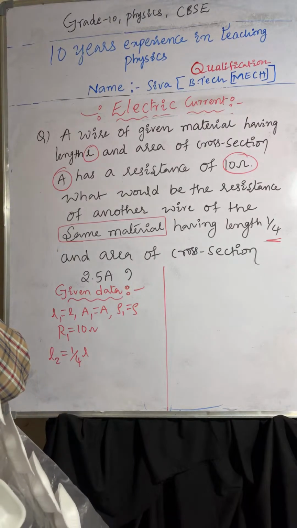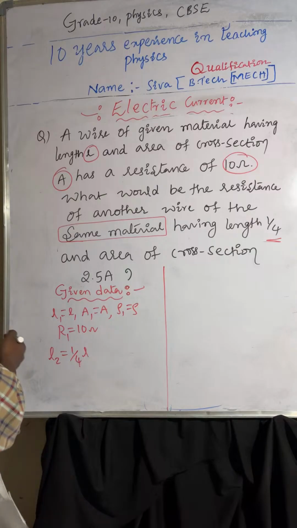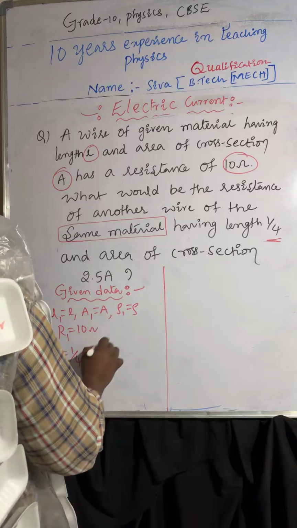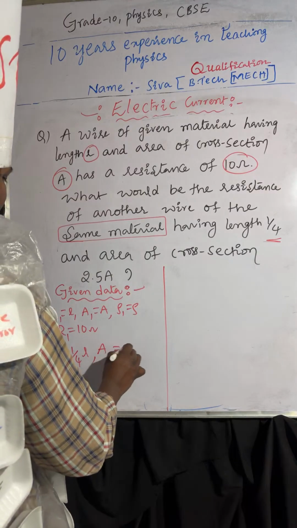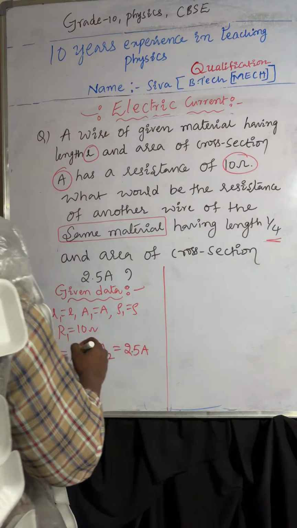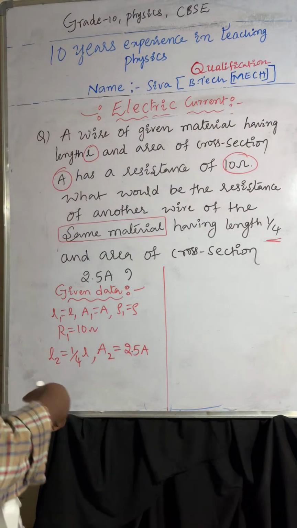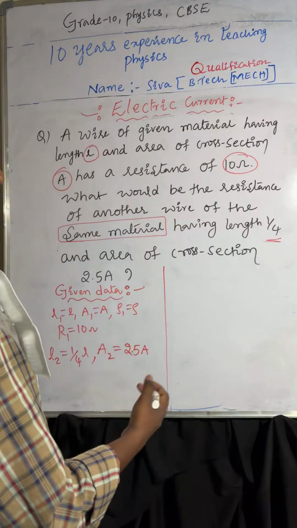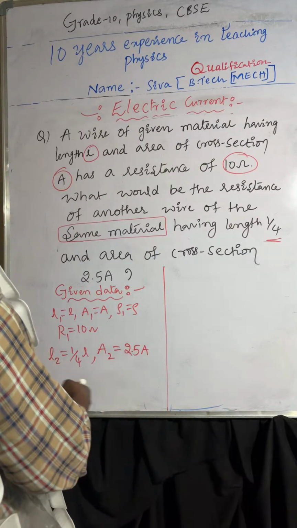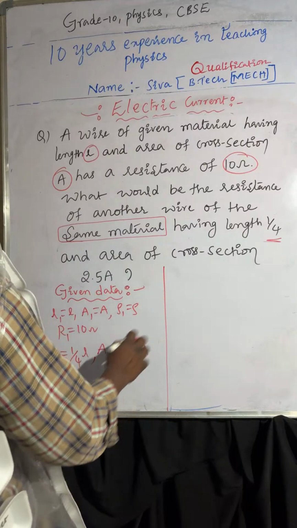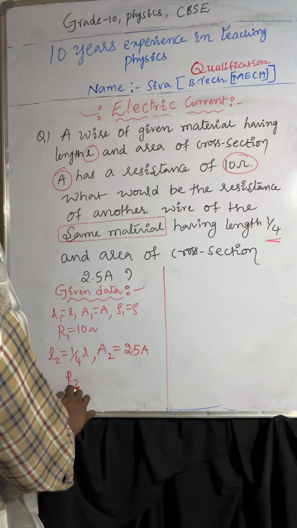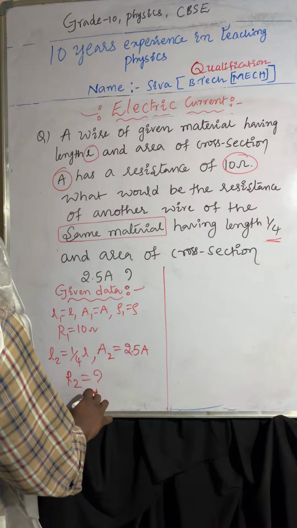1 by 4th they mentioned, and area of cross section A2 equal to 2.5 ampere, sorry, area. Normally A means ampere, right? So that's why I thought like that. So A2 equal to 2.5 meter square. So now we have to find out R2.